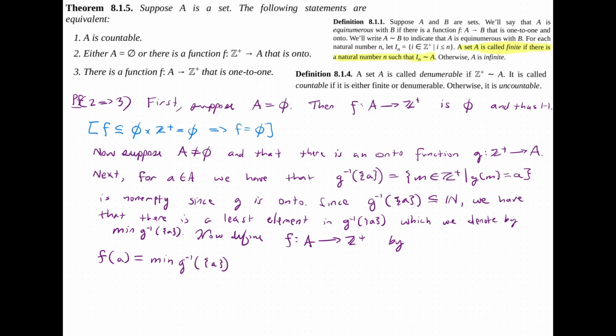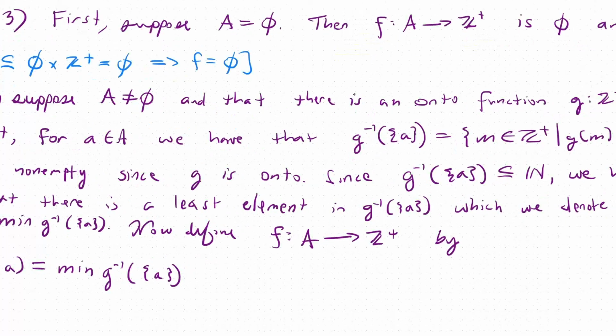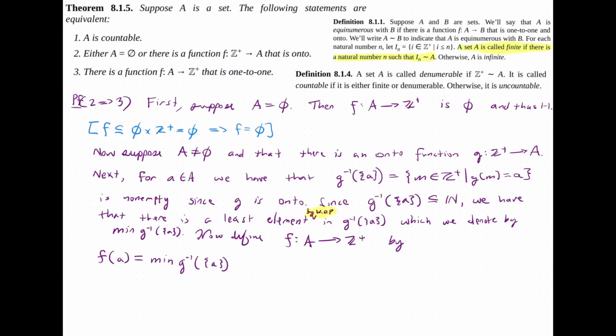And I just noticed that while I said it out loud, I did not write it down. And so this here is by the ordering principle, that existence of the least element. And so we have our definition for f of a.